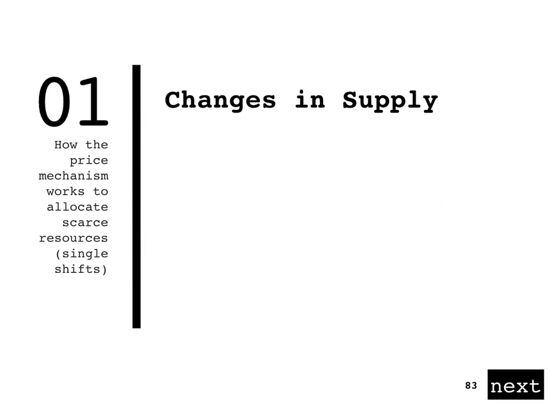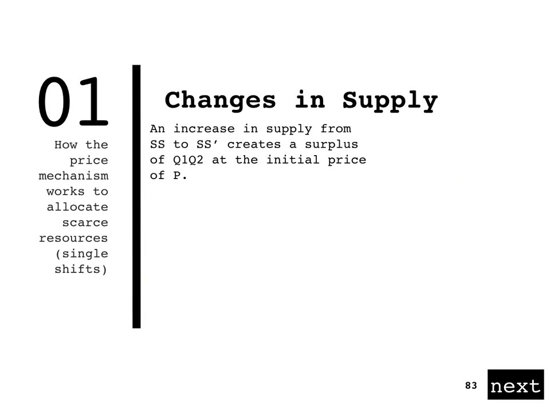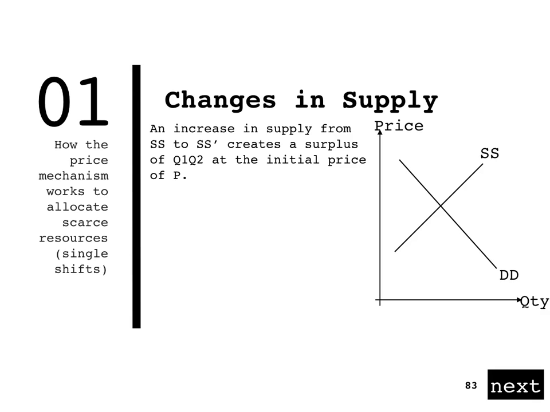Now let's look at changes in supply, holding demand constant. An increase in supply from SS to SS prime creates a surplus of Q1 and Q2. How do we see this? The increase in supply will cause the supply curve to shift rightwards. And at the original price of price P, you notice that the quantity supplied is at Q2. That's right. And the quantity demanded is actually at Q1. So in this case, do you get a case of shortage or a surplus? It is actually a surplus because quantity supplied exceeds quantity demanded.